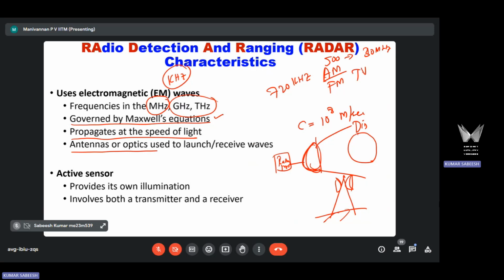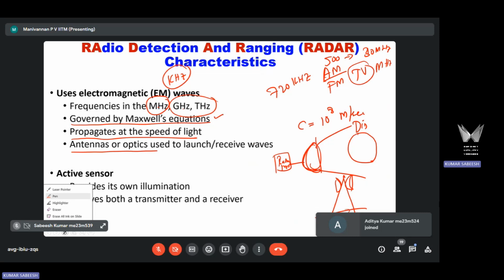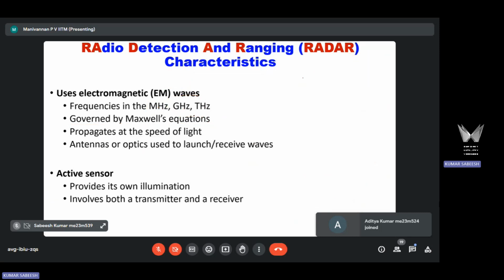Same thing with TV. A TV station also transmits your picture, converting it to electromagnetic waves. There, they transmit in megahertz. TV station frequency will also be in megahertz. Similarly, in radar, they use megahertz, gigahertz or terahertz for transmitting the signal. But generally they don't use kilohertz. If I use kilohertz, there is a problem. If I use a low frequency signal, for example kilohertz, right?